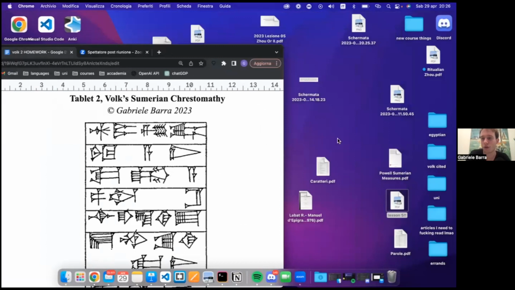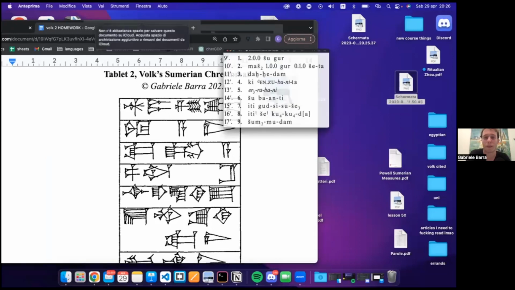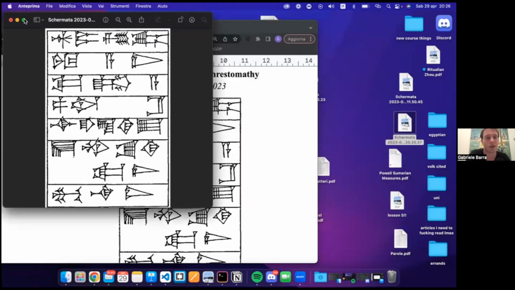So for those who did do the homework, they should know that it does require some knowledge of Sumerian geography and culture, but it is all explained in the classes.